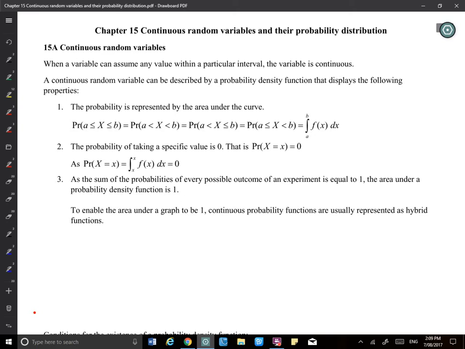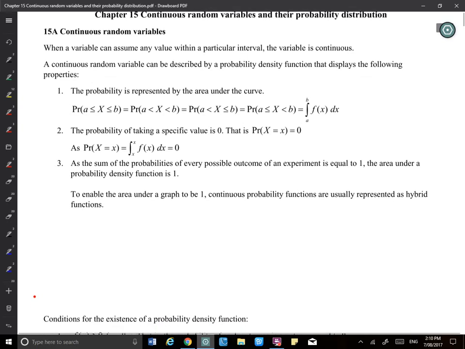At the beginning of the probability section, I explained what can be a discrete random variable and what can be a continuous random variable. A continuous random variable is normally a measurement amount: the height of a person, the weight, or the amount of water in a bottle can all be continuous random variables. When a variable can take any value within a particular interval, the variable is continuous.